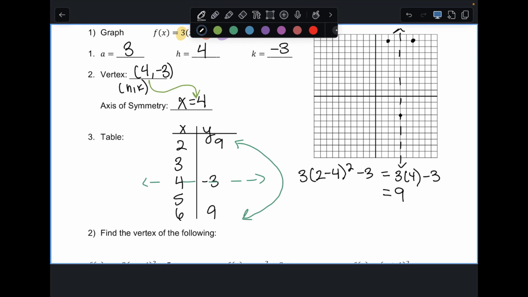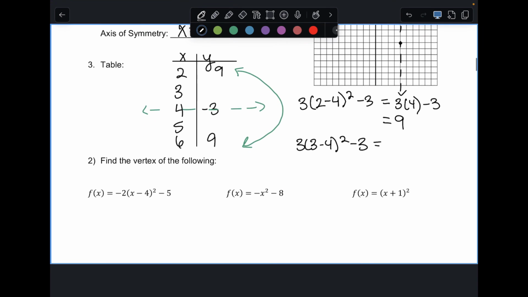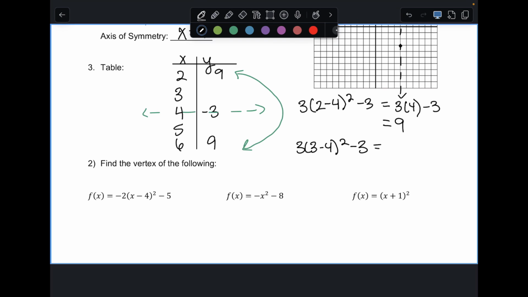Next thing I'm going to try is 3. I'm going to plug 3 in and solve for y. 3 minus 4? Negative 1. Negative 1 squared? 1. So this would be 3 times 1 minus 3, which gives us 0. So I have the point 3, 0. What other point do I have? 5, 0. Perfect.